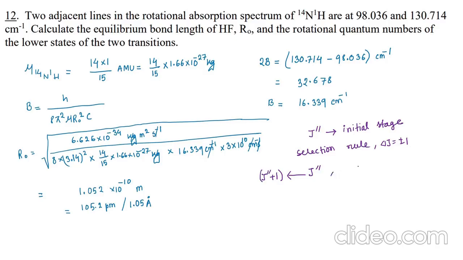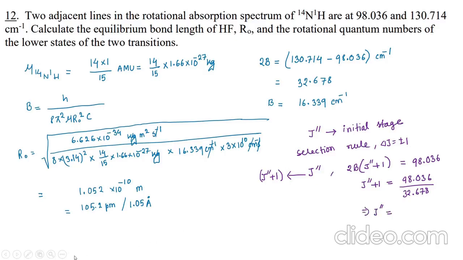So what is going to be the energy difference? You know the equation, it is 2B into (J'' plus 1), which is going to be some energy. For the first case it is 98.036, right? So you know the value of 2B. Now J' plus 1 is 98.036 divided by 32.678. So what is going to be J'?